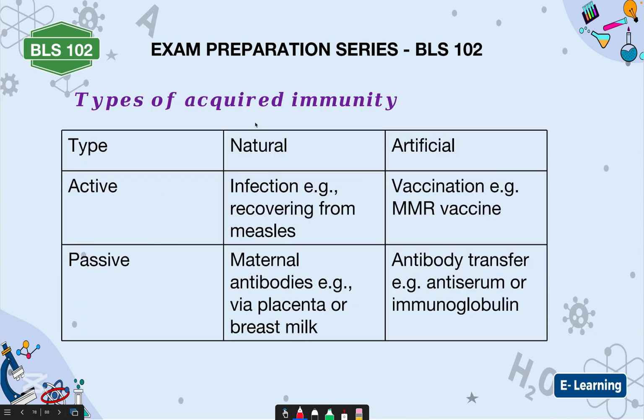Now, types of acquired immunity. Acquired immunity can be active or passive. You could be active and natural or active and artificial. It could also be passive and natural or passive and artificial. Now, let us look at active. Active is the one where it happens to you. For instance, natural active is a situation like when you had measles before, you were exposed to measles naturally, and then you are recovering from it. That one is natural active because the measles occurred naturally.